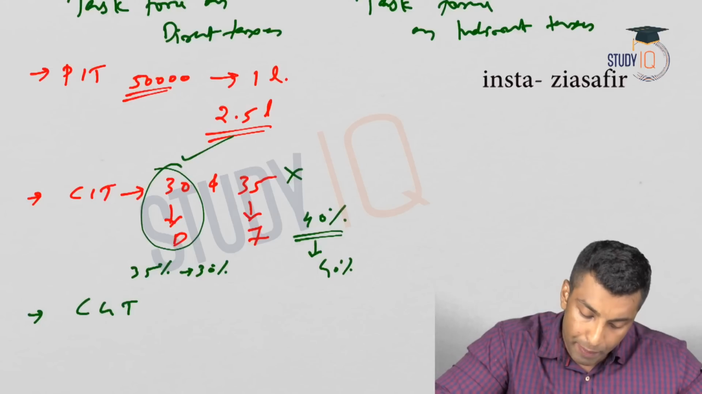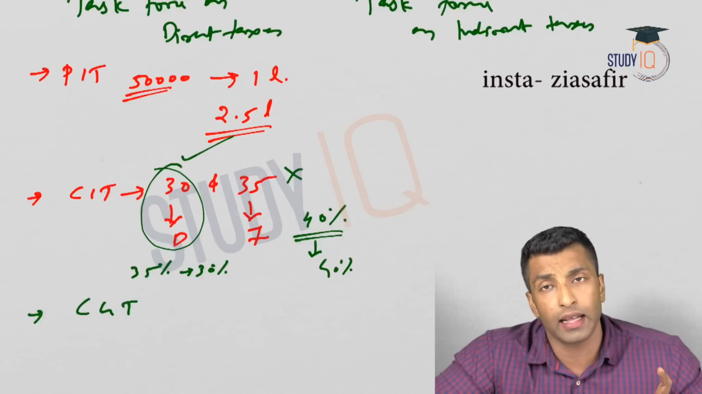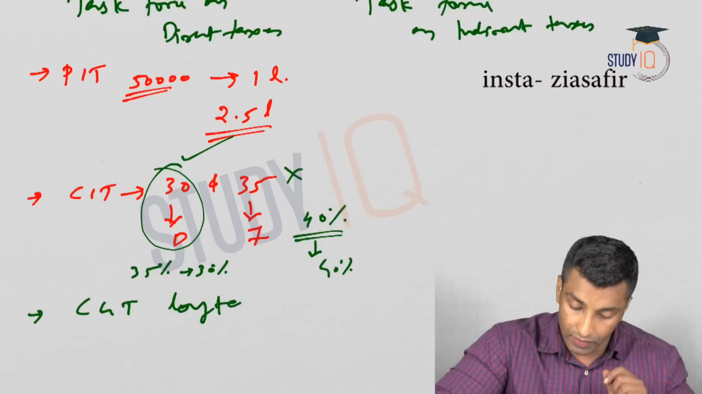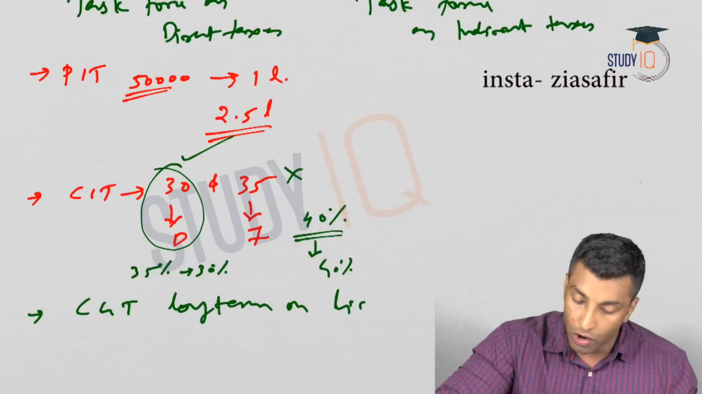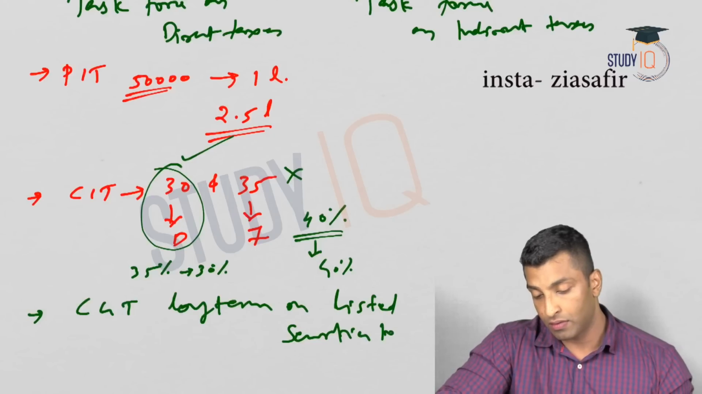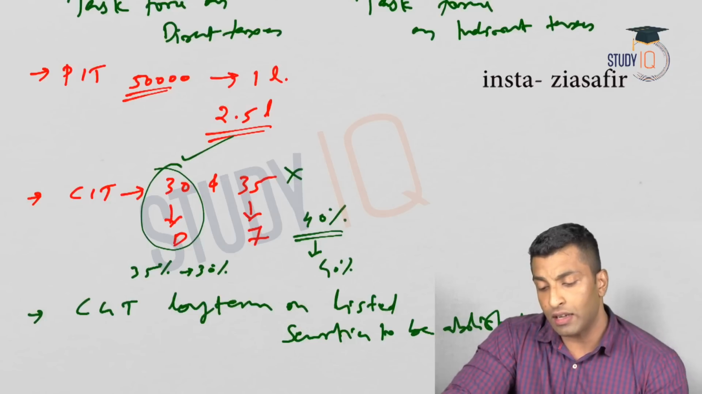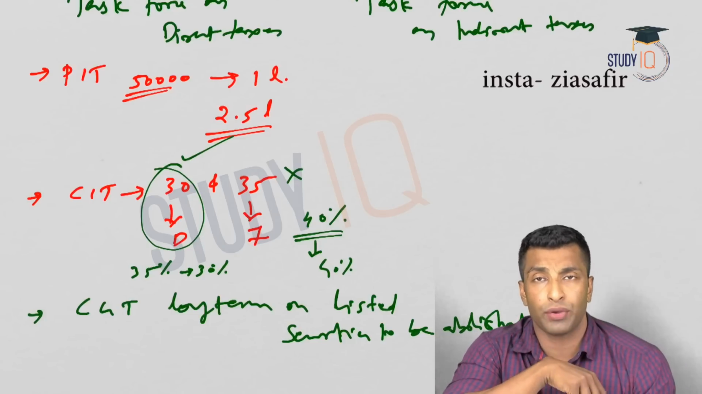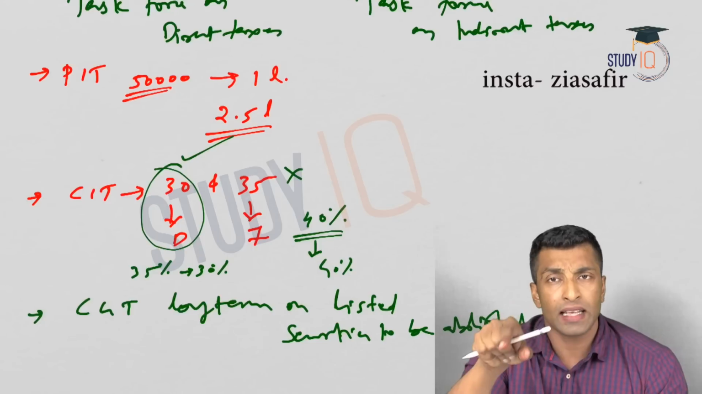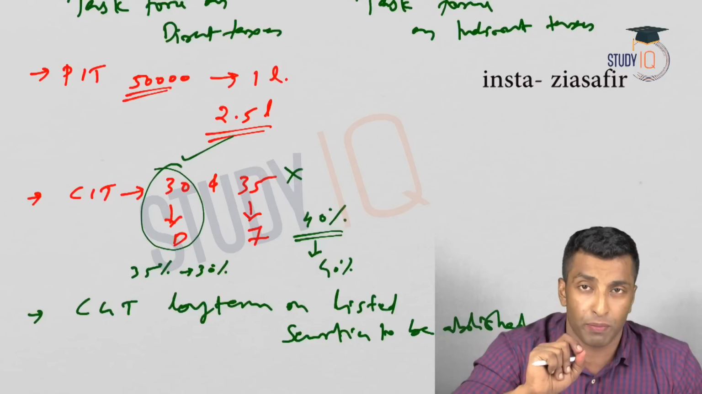Then next point is capital gains tax. I have already discussed this tax in direct taxes, and at that time also I have taken this example. Capital gains tax in the long term on listed securities to be abolished. So what does long term mean? In case of listed securities, I have told you 1 year. So if you are investing in shares and selling before 1 year, in 6 months, there will be a capital gains tax which you have to pay.